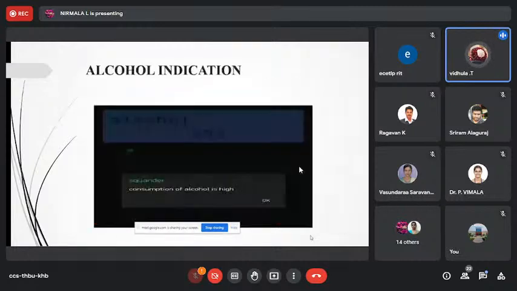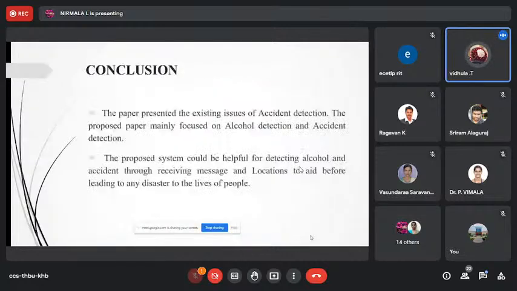Conclusion. The paper presented the existing issues of accident detection. The proposed paper mainly focused on alcohol detection and accident detection. The proposed system would be helpful for detecting alcohol and accidents, sending a message and location to provide aid before leading to any disaster to the lives of people.